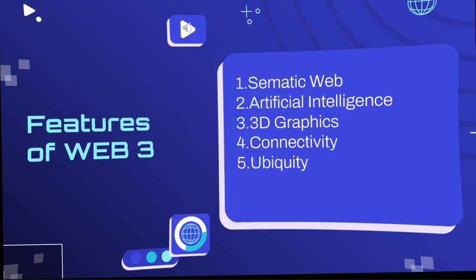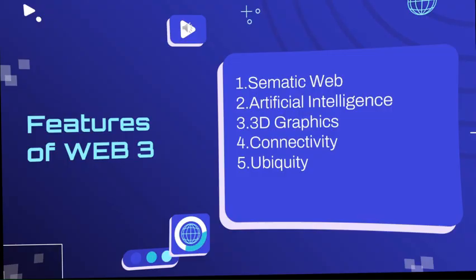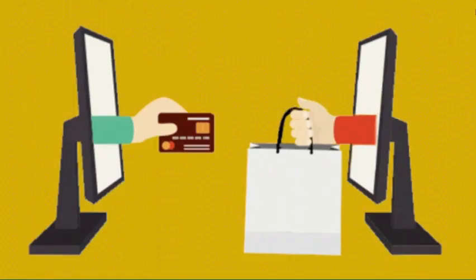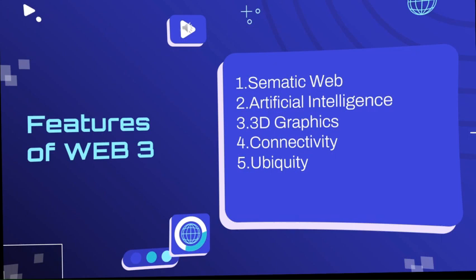Number 3 feature is 3D graphics. Web3 technology uses 3D graphics. Three-dimensional design is being used widely in websites and services in Web3, such as museum guides, computer games, e-commerce, the geospatial context, etc. All these examples use 3D graphics in the Web3 technology.